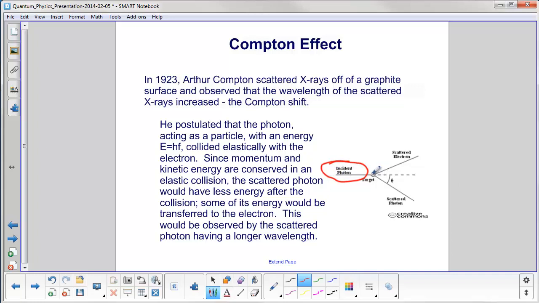So we've got the X-ray coming here, it hits a target, an electron gets booted out over there, and here is the scattered photon. So he's postulating now that the photon is a particle and it has energy E equals hf. It collides elastically with the electron. Now, you might recall from mechanics that momentum and kinetic energy are conserved in an elastic collision. So that means the scattered photon down here is going to have less energy than the original one. Some of its energy went over to the electron. So, since this has lower energy, that means it has a lower frequency, but it also has a longer wavelength.